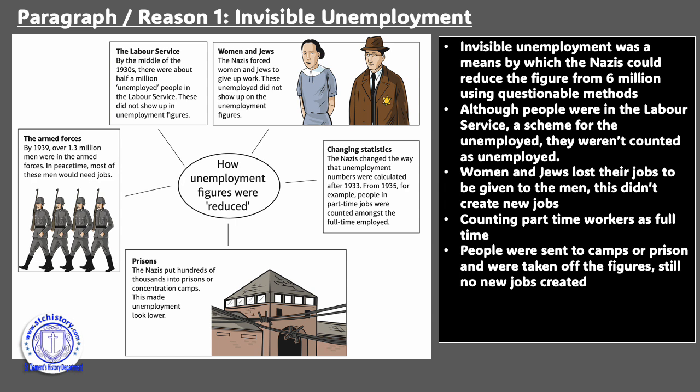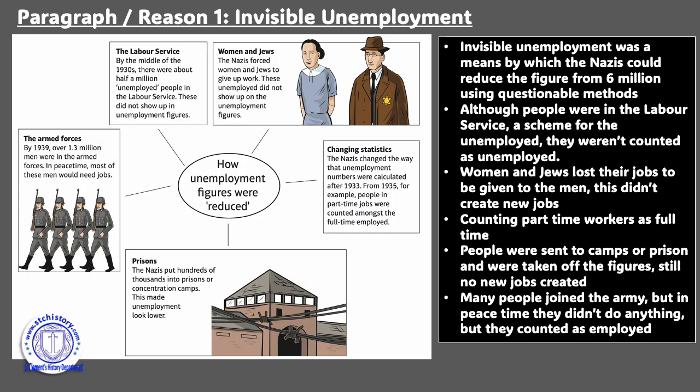So they haven't created the jobs, they've just not counted that amount of people. Everyone that gets sent to prison, it comes off. We're talking hundreds of thousands of people here that have come off that total 6 million figure. They haven't created those jobs, they just took them off the figures because they're in prison. All right, so hopefully you can see this is quite a nice paragraph. It's a little bit of a silly one, really, but clever. You could argue it's clever.